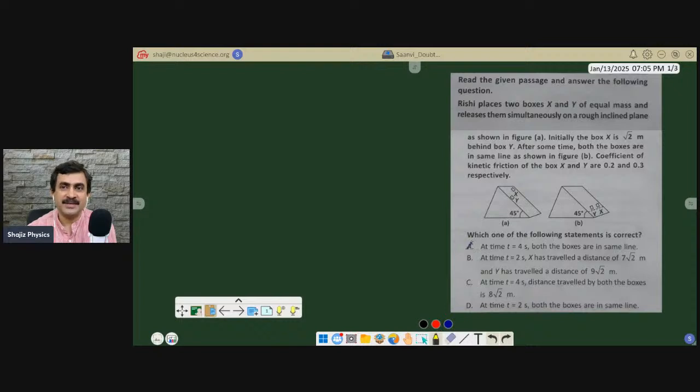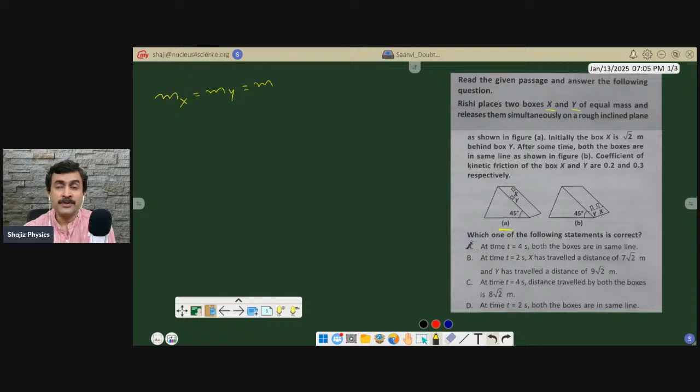Read the given passage and answer the following question. Rishi places 2 boxes X and Y of equal mass. That means, let me write it here, mass of X is equal to mass of Y. It is given, so we can write simply as M. He releases them simultaneously on a rough inclined plane as shown in figure A. This is figure A.